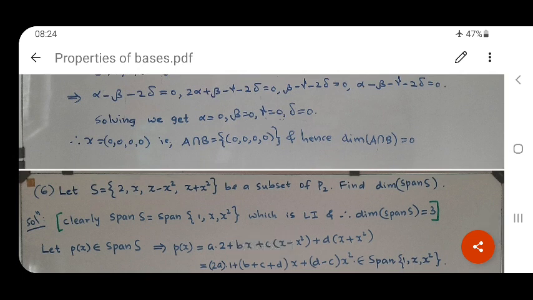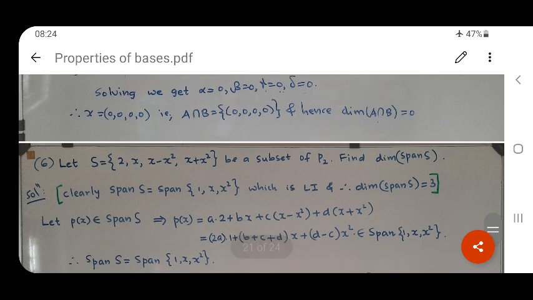Another problem: consider S = {1, 2x, x - x², x + x²}, which is a subset of P2. Find the dimension of span of S. Noting this, we can see that there is a constant which is of degree 0, there is x of degree 1, and there is an x². Others are combinations of x and x². So this set itself is spanned by 1, x and x². Therefore, span of S is span of {1, x, x²}, whose dimension is 3.